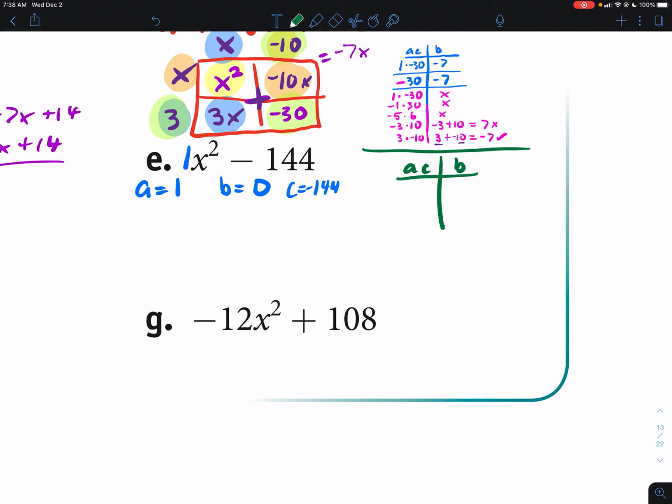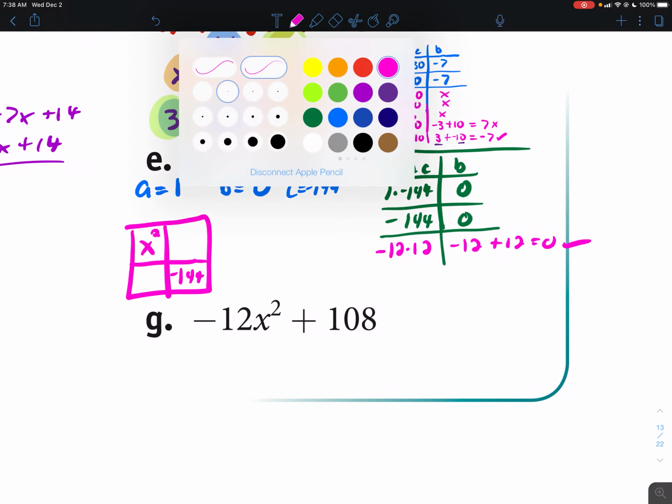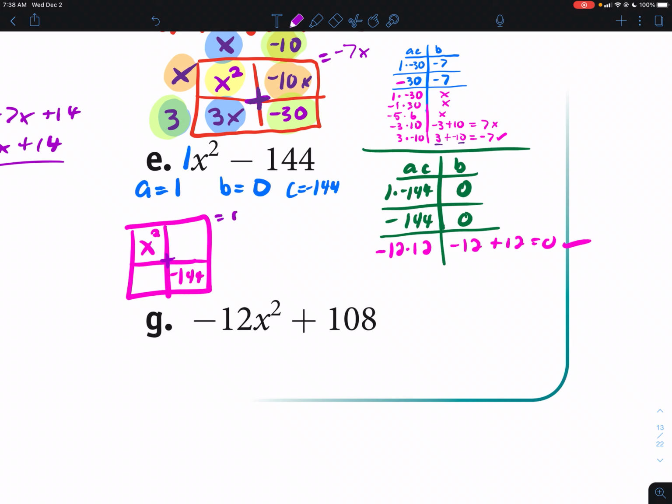So we'll do our ACB. And we need factors of 1 times negative 144, which is just going to be negative 144, that add up to 0. And those factors are going to be negative 12 times 12. Negative 12 plus 12 equals 0. So in our box, the x squared will go here, the negative 144 will go here, and these two in the middle are going to add up to equal 0. So negative 12x and 12x.